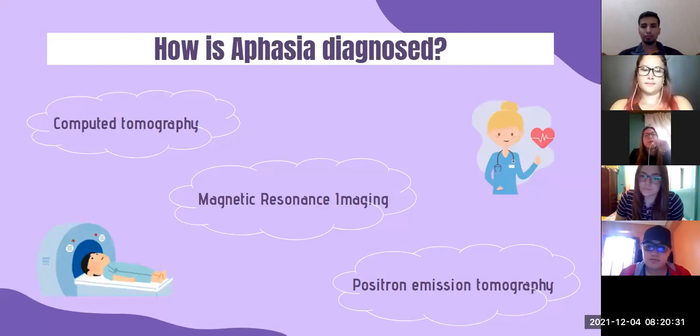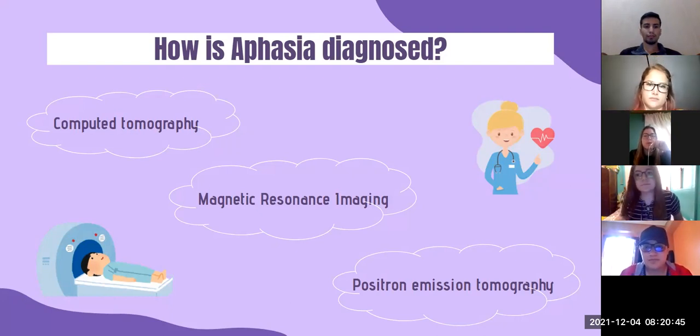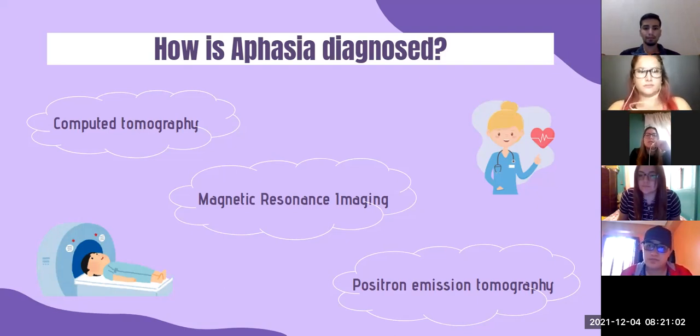Okay, thank you. How is aphasia diagnosed? Well, confirmation of aphasia might involve a set of comprehensive language tests. These tests include speech, naming, repetition, comprehension, reading and writing. To make a diagnosis, it might also include the use of imaging procedures to look at the brain, such as the first one, computed tomography, or CT for its acronym.